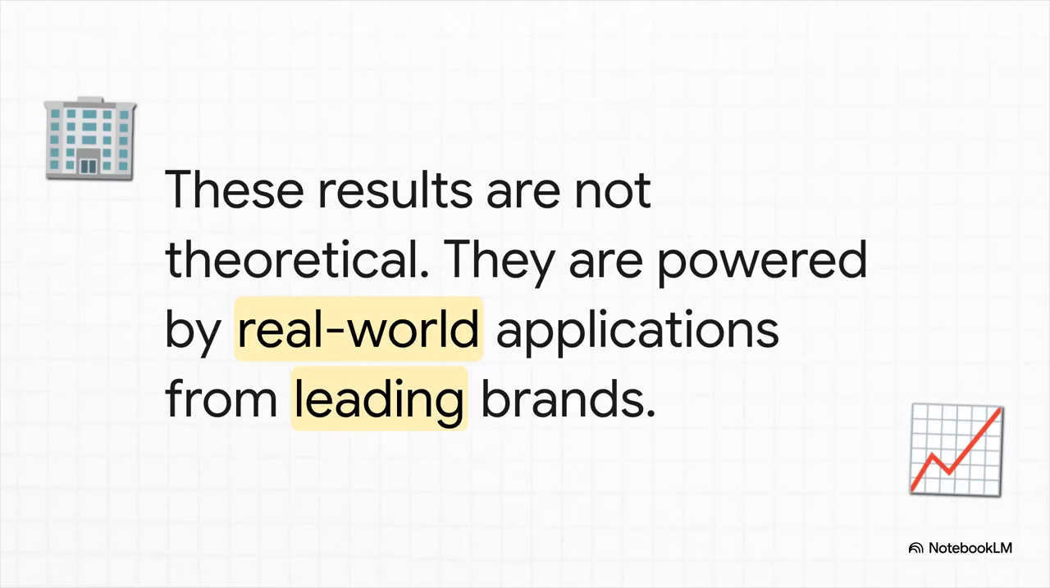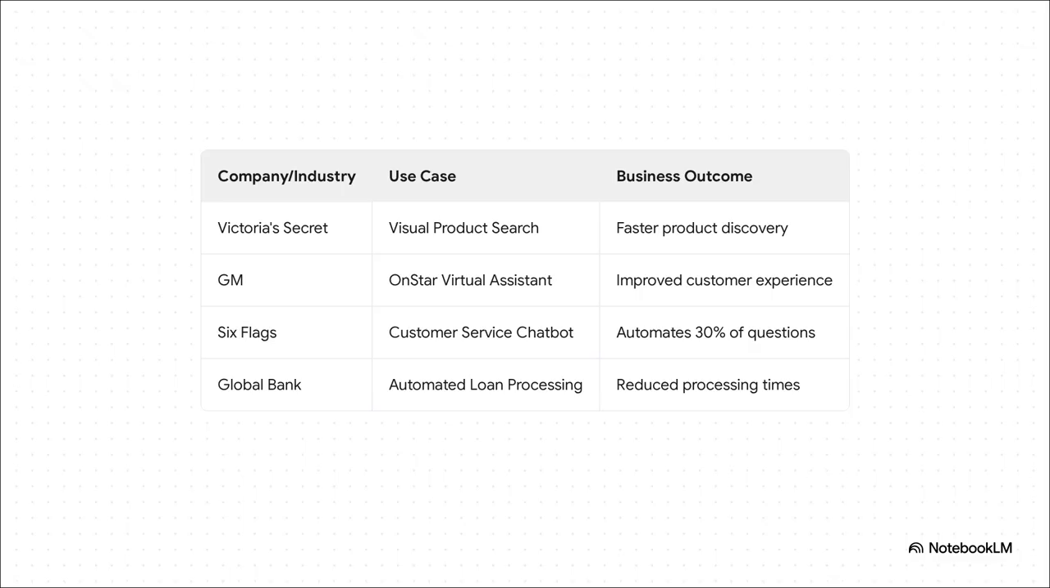And look, I really want to stress this point. This is not some theoretical, in a perfect world kind of thing. These are real numbers from major household name brands that are getting these results right now out in the real world. I mean, just take a look. You've got Victoria's Secret using it for visual product search. GM is using it for their OnStar assistant. Six Flags is automating almost a third of their guest questions. A huge global bank is slashing loan processing times. So yeah, the applications are totally real, and they're all over the map.